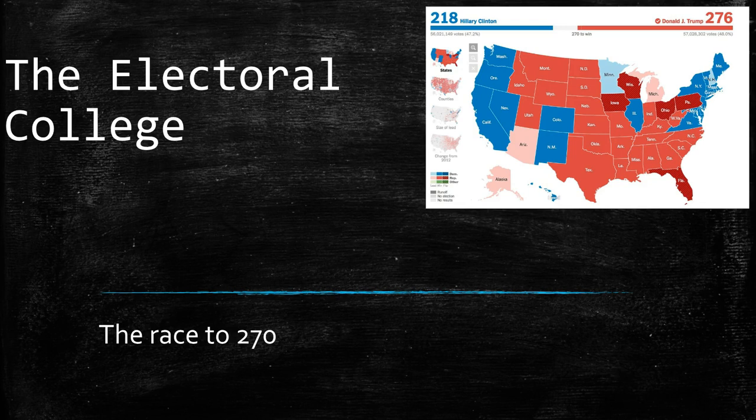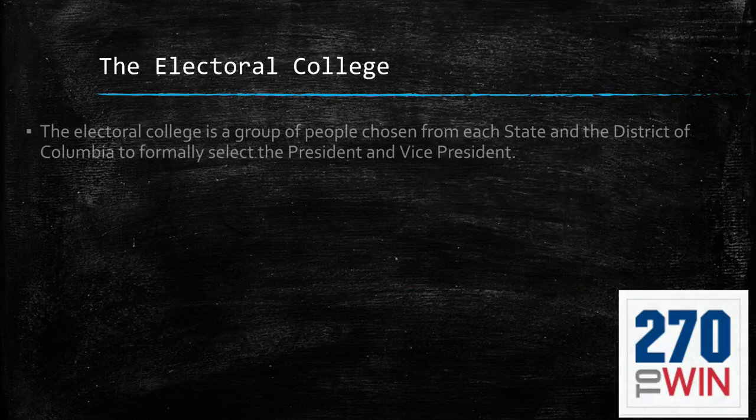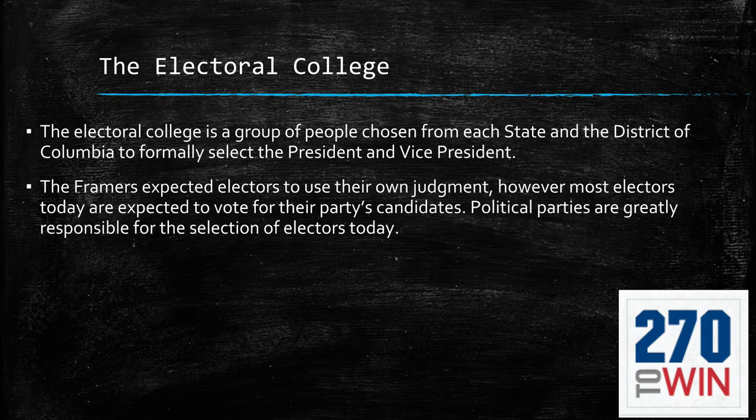You often hear the race to 270, and we'll explain why that number is important when it comes to presidential elections. The Electoral College is a group of people that actually meets in mid-December after the election has occurred in early November, and these are representatives from each state and the District of Columbia, meaning Washington, D.C. That's what D.C. stands for. And they're the ones who formally select the president and the vice president. The framers originally intended electors to kind of use their own judgment, but today the electors are mostly expected to follow along with how their state has voted in the presidential election.